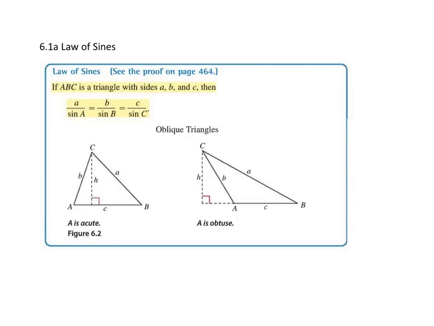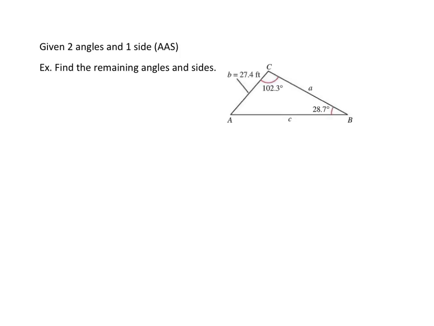Angle A can be acute, or it can be obtuse. So let's start with an example. Given two angles and one side. Since I know side B and sine B, I'm going to set that up as my known.